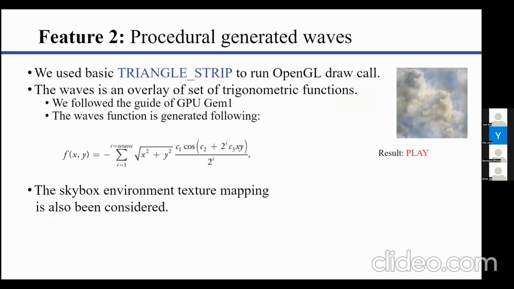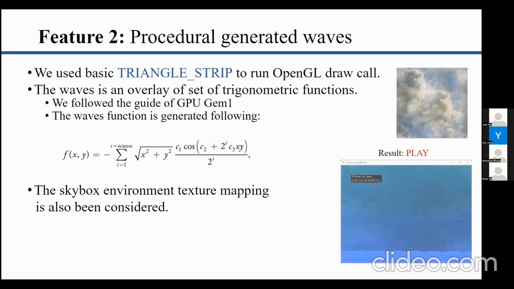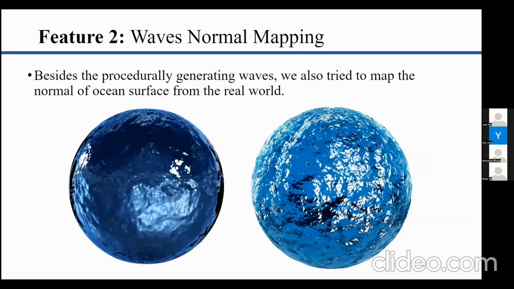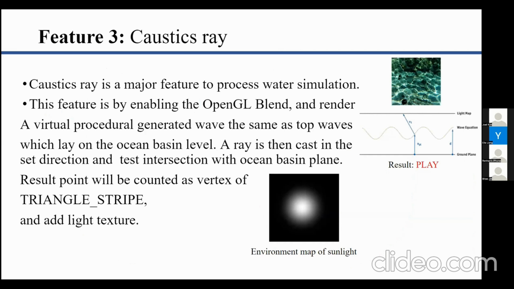So as mentioned earlier, we had 2 different approaches for the ocean surface. The first one was using procedurally generated waves. So the ocean surface is composed of a set of trigonometric functions as shown by the formula on the screen here. And then the second approach was just using normal maps, where the normals of the ocean surface come directly from the normal maps.